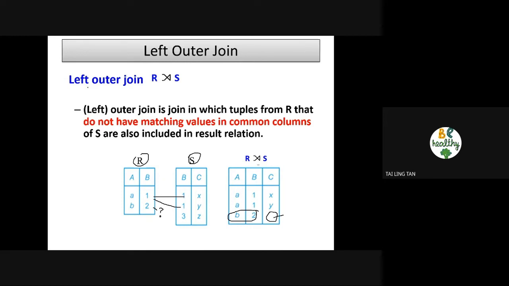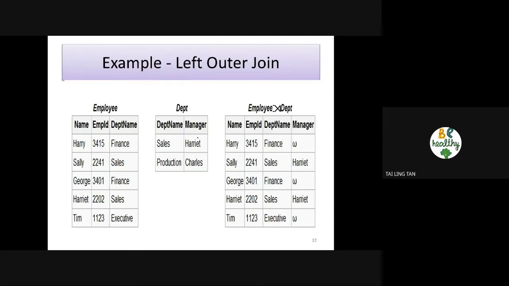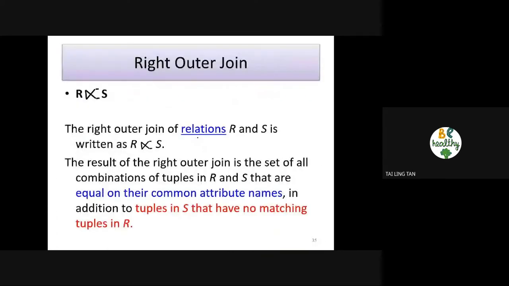Okay, so for left outer join, it means it does not have a matching value in a common column. So in short, anything that is shown in R, we want to show it out. We are not really bothered whether S has this value of B2 or not. If no, then I'll just leave it. Okay, so this one is for left outer join. For right outer join, it's just the reverse.